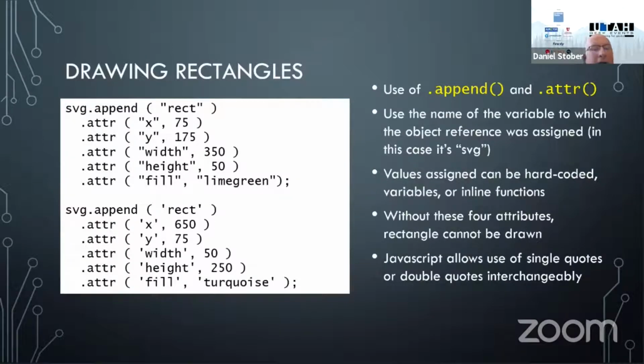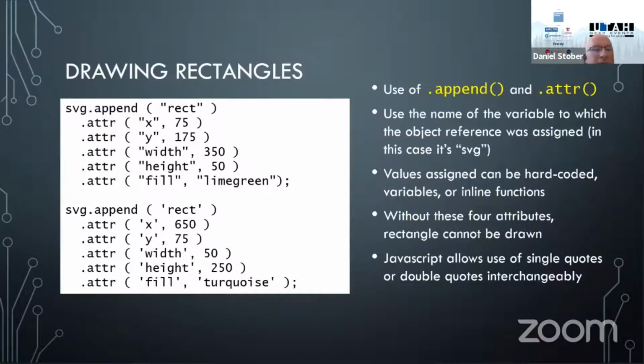I also supplied a fill value, and the fill value is a color. It could be using hex values with a pound sign, like old school web coding does, or you can use some of the named values as well. In this case, I chose lime green. The second one, those coordinates are the same as well, and I chose turquoise for that one.